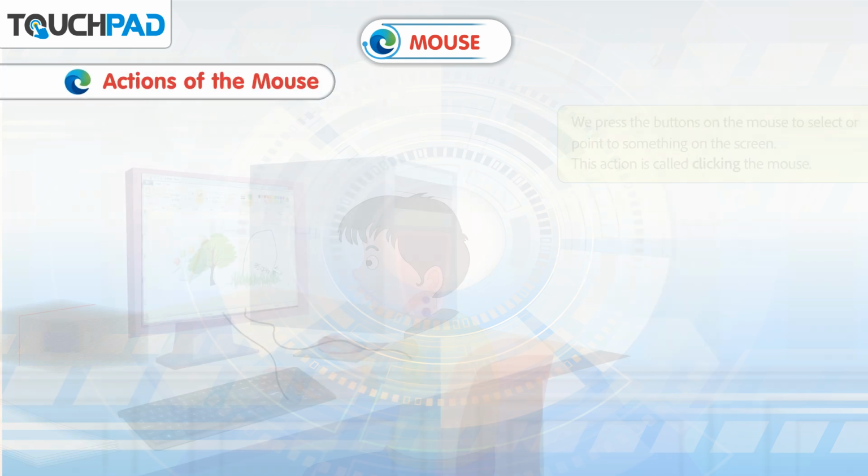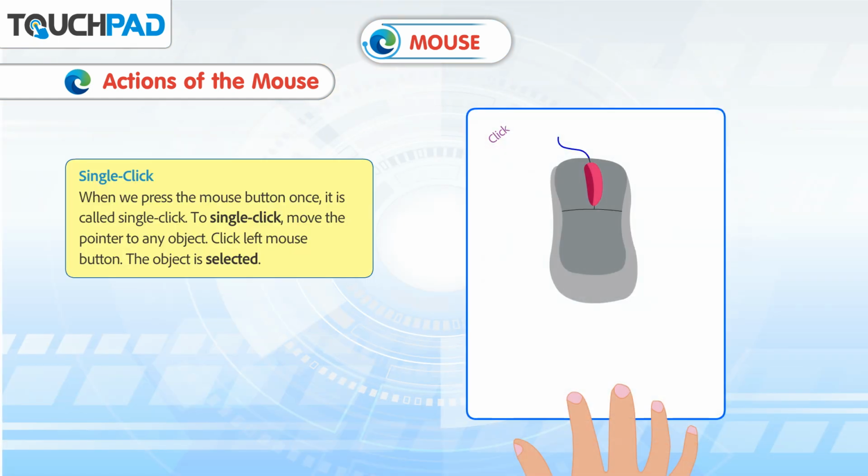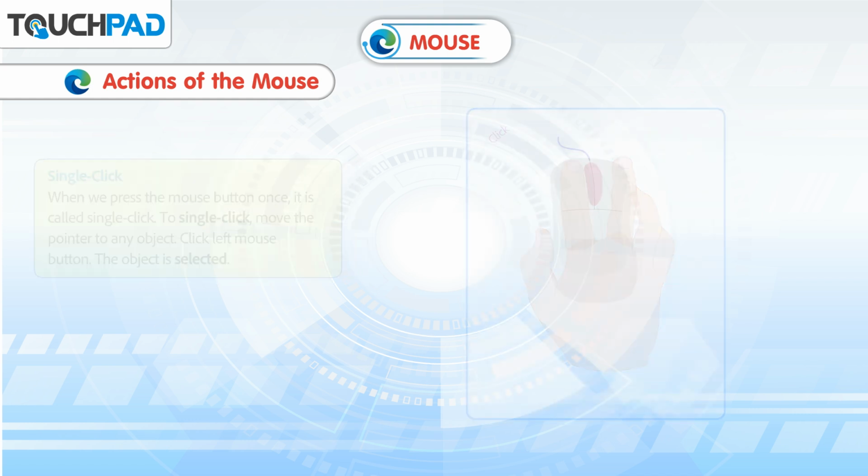Actions of the mouse. We press the buttons on the mouse to select or point to something on the screen. This action is called clicking the mouse. Single click. When we press the mouse button once, it is called single click. To single click, move the pointer to any object. Click left mouse button. The object is selected.